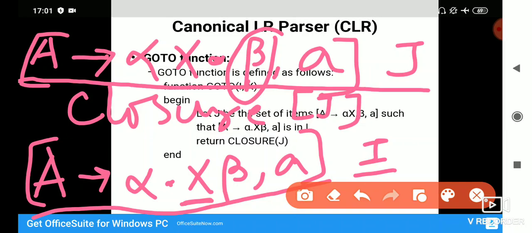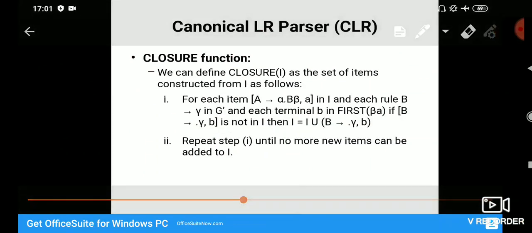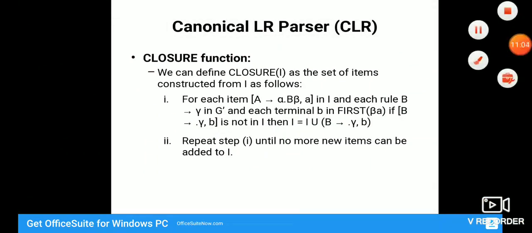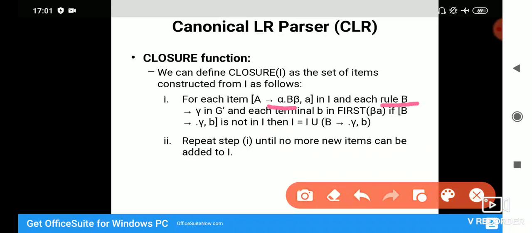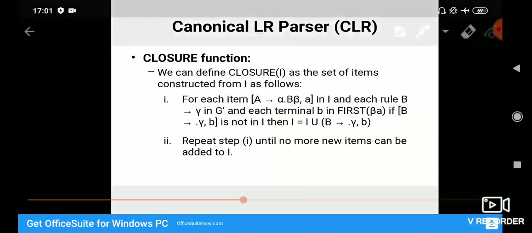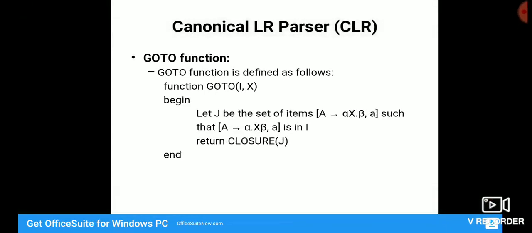Because in the definition of closure, as you can see in the previous slide, you need to have B after dot, a non-terminal, and you have to have each rule B to gamma. So unless you have a non-terminal, you cannot perform closure. Okay, so we are clear with closure and goto function.